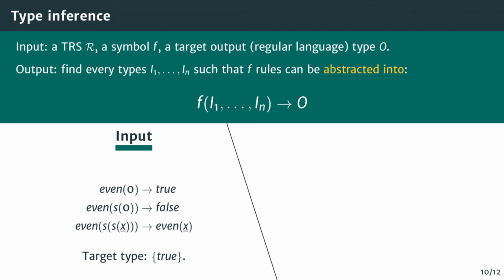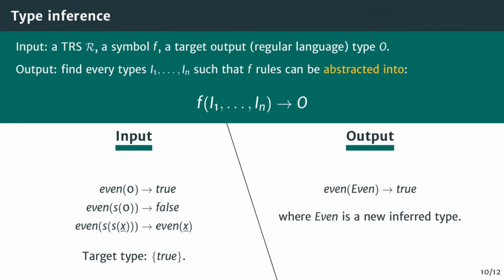So here our target output type contains only true. The expected output of the procedure is a partial abstraction of the input term rewriting system focusing on even, that tells us that even returns true for every even number. The new type even is computed during the analysis. For recursive functions such as this one, the type inference is done using an invariant learning procedure.